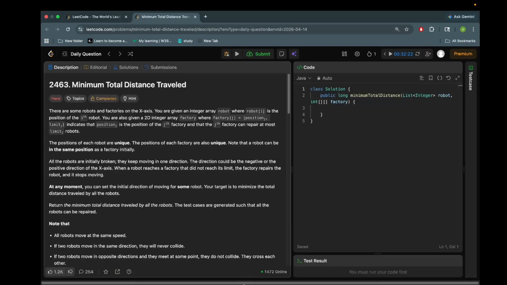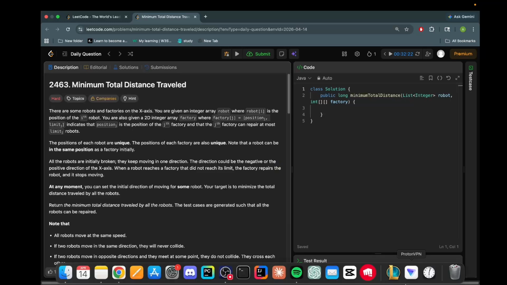There are some robots and factories on the x-axis. Let me grab a pen and paper. Here it is. So what do we have? We have an x-axis, and there are some robots on it. You are given an integer array robots, where robot[i] is the position of the ith robot. So robot 0, robot 1.